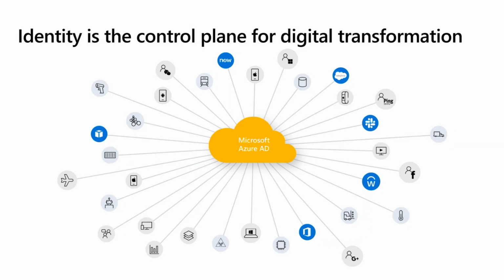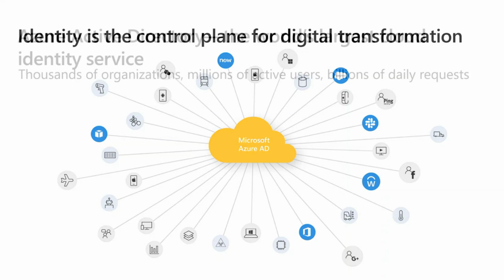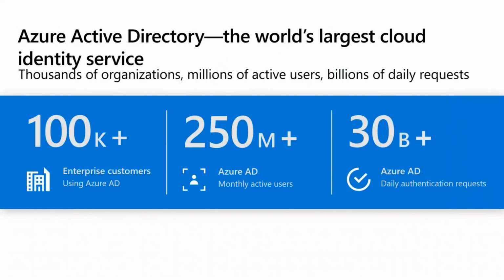But being able to do that and address that as a single entity is going to increase security and make it easier on you and your users. Azure Active Directory is the largest cloud identity service in the world. Over 100,000 enterprise customers, 30 billion daily authentication requests come through Azure AD. We process more authentication requests in an hour than the next largest identity provider processes in an entire year. So we know a thing or two about authentication and identity.